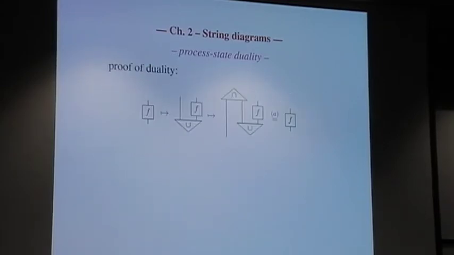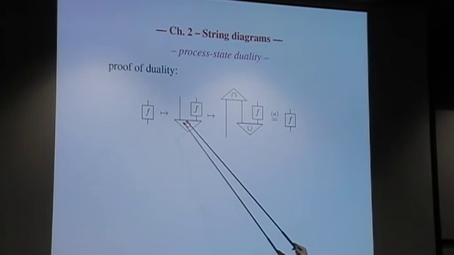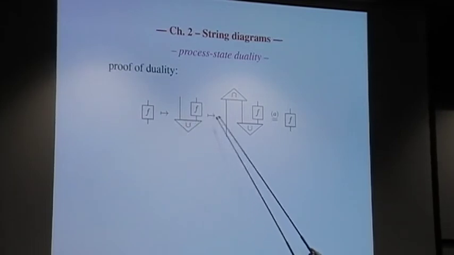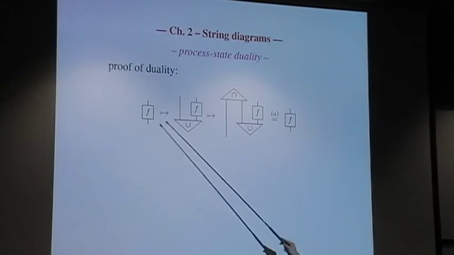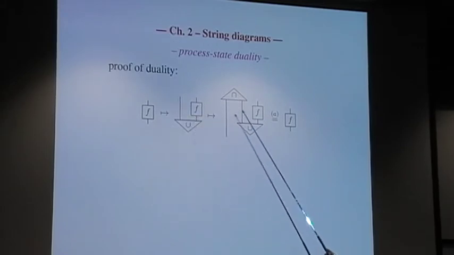Okay. So we start with the process. We apply this map, which means we stick a state inside. Then we apply the other map, which is we stick an effect there. That was the other. So this was from process to state. This is again from state to process.